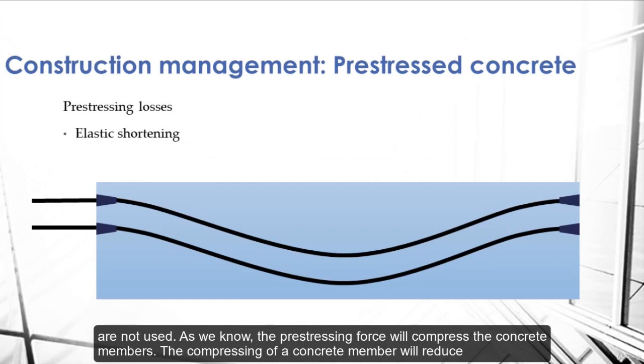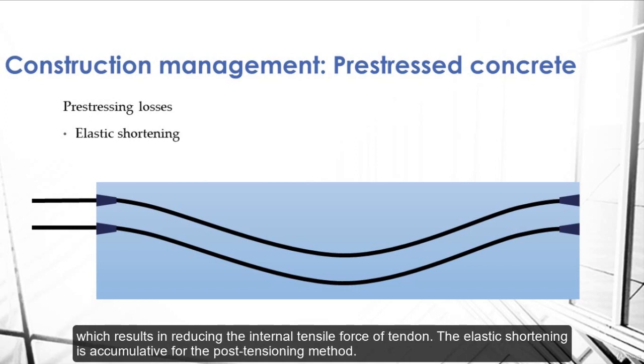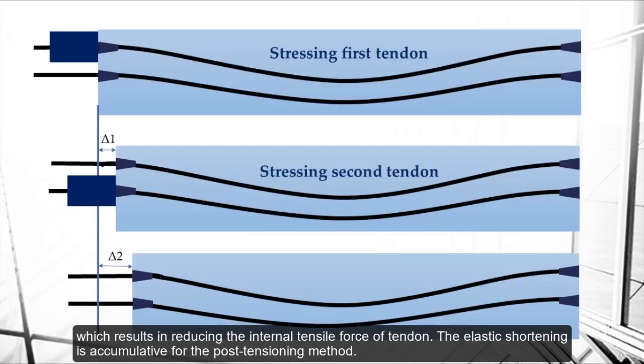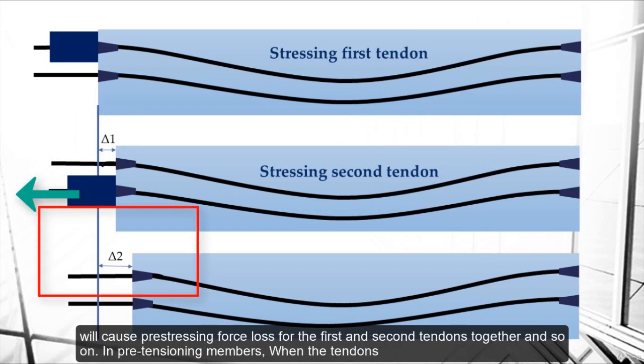As we know, the pre-stressing force will compress the concrete members. The compressing of a concrete member will reduce the member size. This is known as elastic shortening of concrete. Elastic shortening of concrete will increase the length of the tendon, which results in reducing the internal tensile force of the tendon. The elastic shortening is accumulative for the post-tensioning method. The stressing of the first tendon will cause elastic shortening and reduce the pre-stressing force for the first tendon. The stressing of the second tendon will cause pre-stressing force loss for the first and second tendons together, and so on.